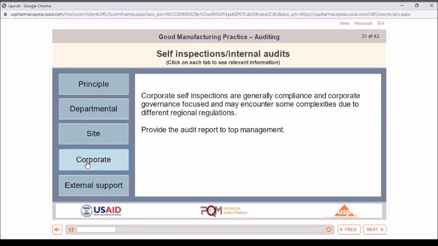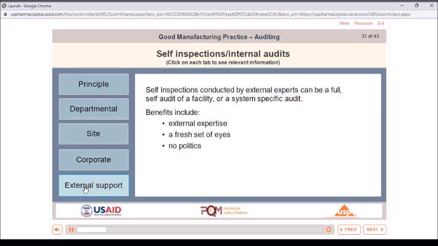Corporate. Corporate self-inspections are generally compliance and corporate governance focused and may encounter some complexities due to different regional regulations. Provide the audit report to top management. External support. Self-inspections conducted by external experts can be a full self-audit of a facility or a system-specific audit. Benefits include external expertise, a fresh set of eyes, no politics.